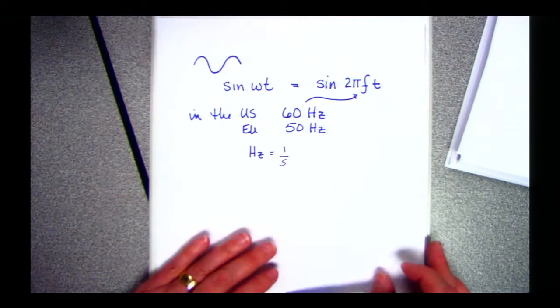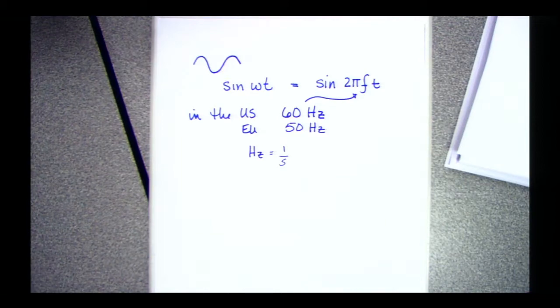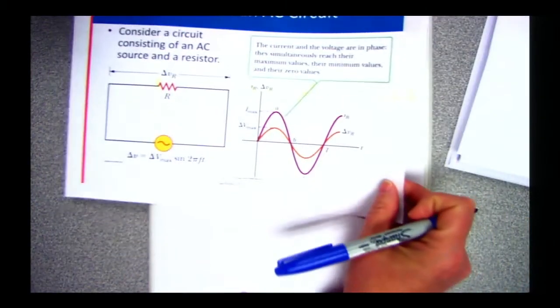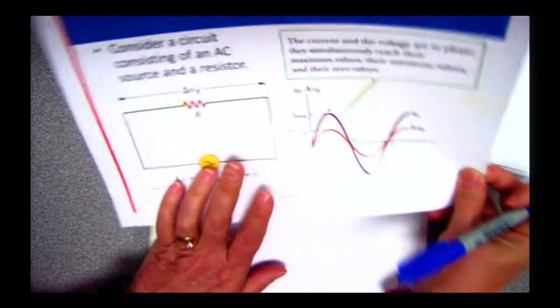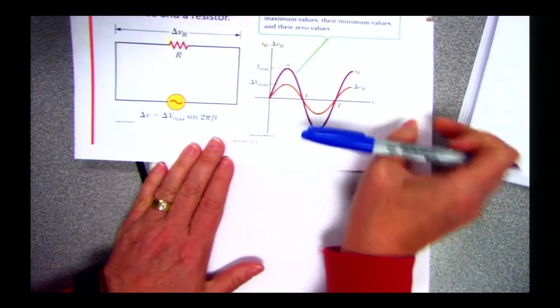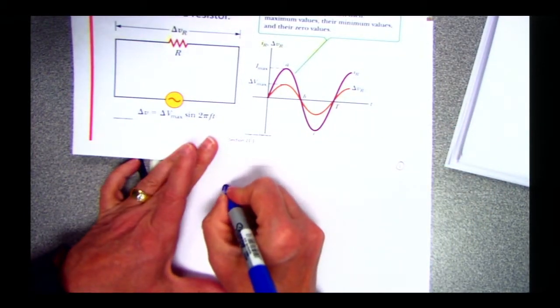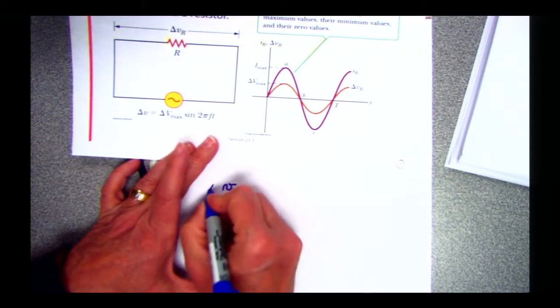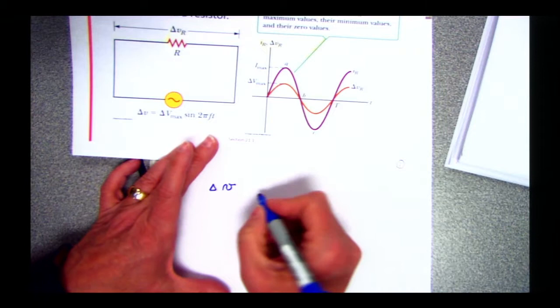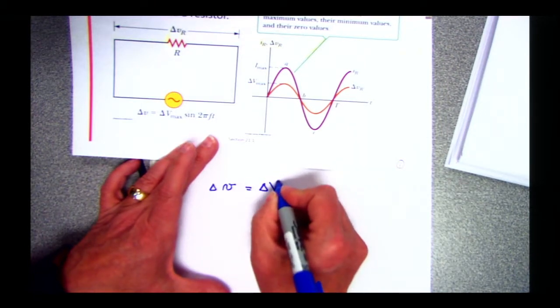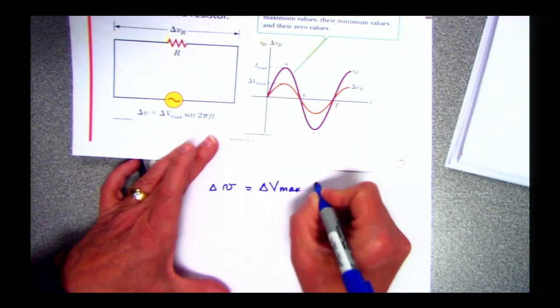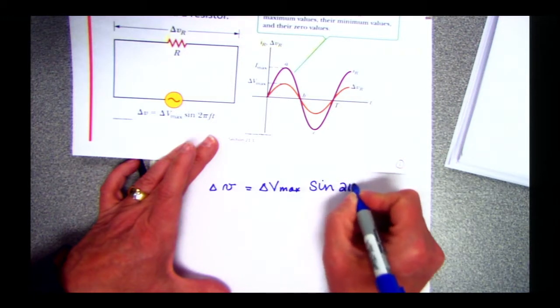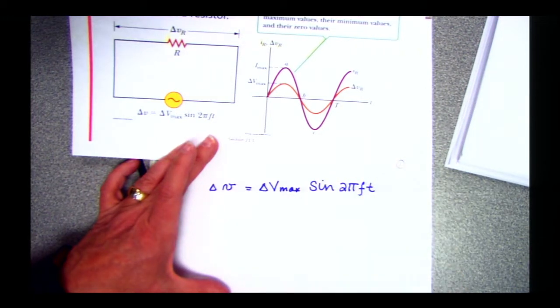So what happens is, going back to our lovely diagram, my instantaneous voltage, which we're going to use as a little v, and we'll talk about it as the change in voltage, is going to look as the change in voltage max sine 2 pi my frequency times time. So we're going to start to see how that works.